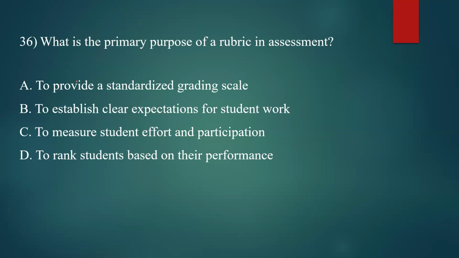What is the primary purpose of a rubric? Rubric is a main word related with assessment or evaluation or even measurement also. To establish expectations for student work, or to provide a standardized grading scale. Better is this one: clear expectation of students' work, actually, I think. 36. Clear expectation of students' work.